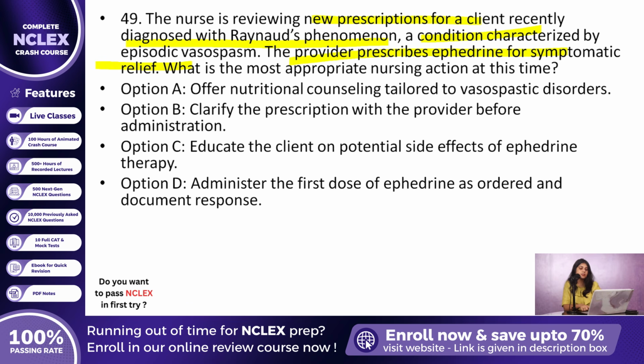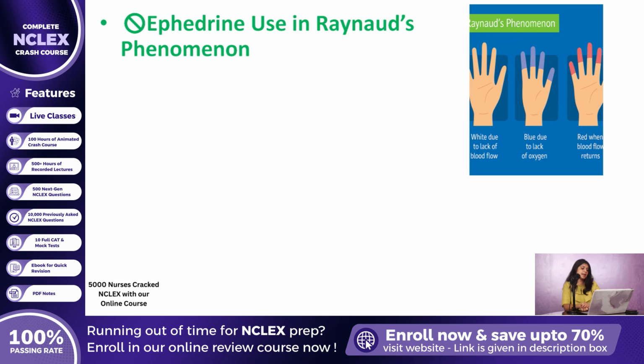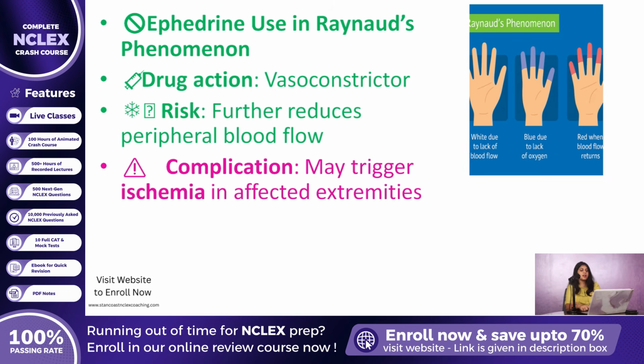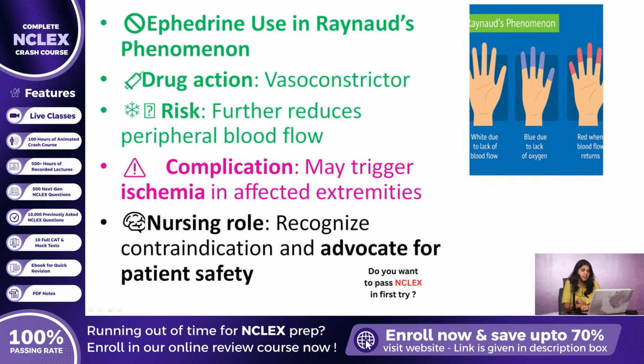The correct answer is Option B, clarify the prescription with the provider before administration. Here is the rationale. Ephedrine is a vasoconstrictor and may worsen Raynaud's by further decreasing peripheral blood flow. Administering this drug could lead to ischemia in already compromised extremities. The nurse must recognize this contraindication and speak up before harm occurs.